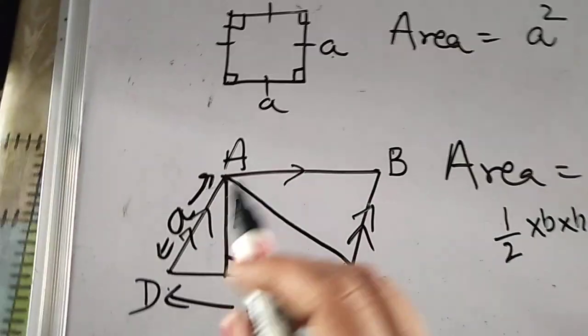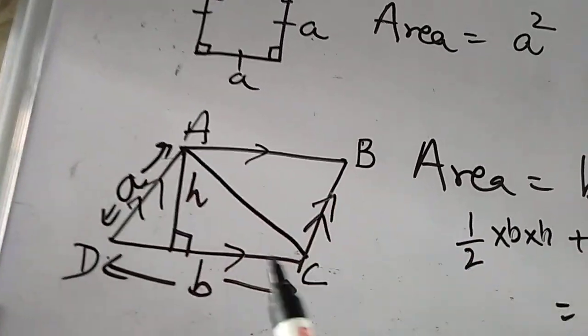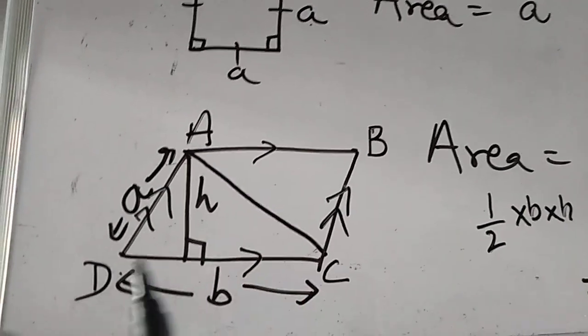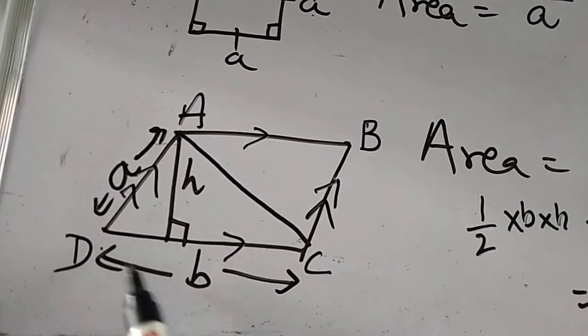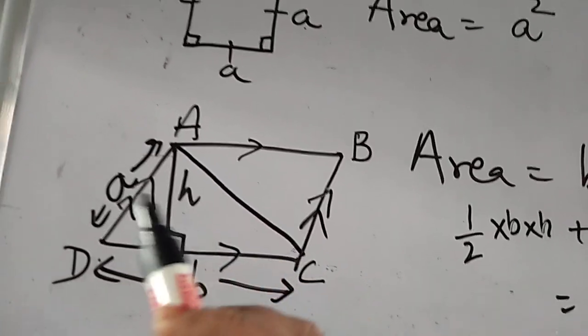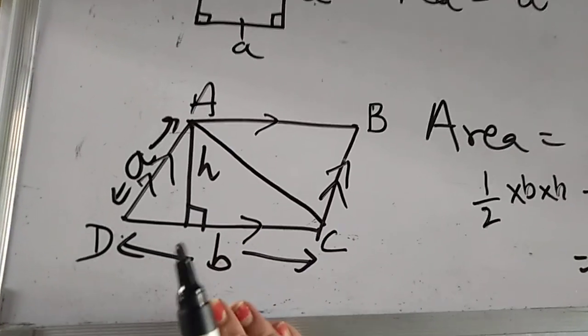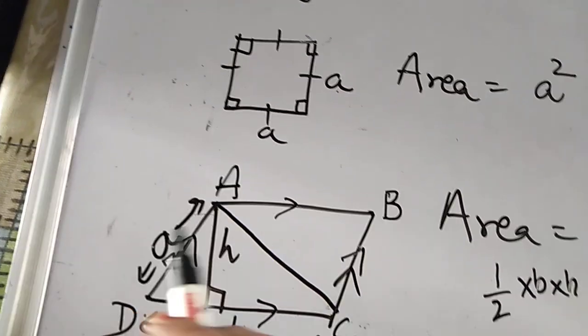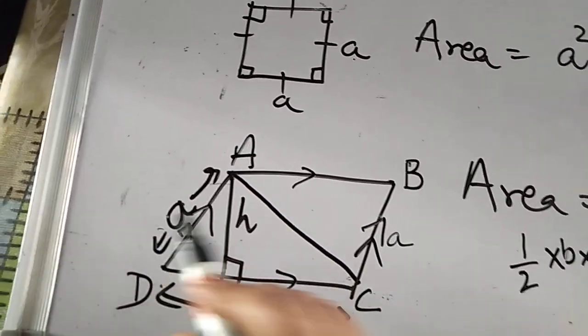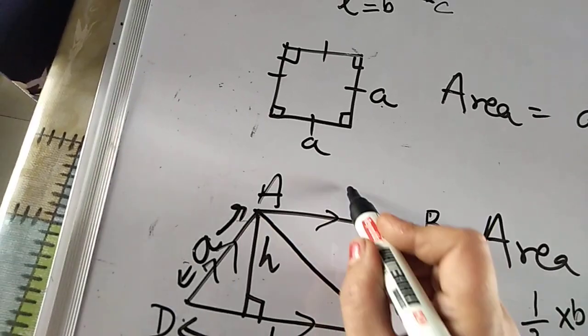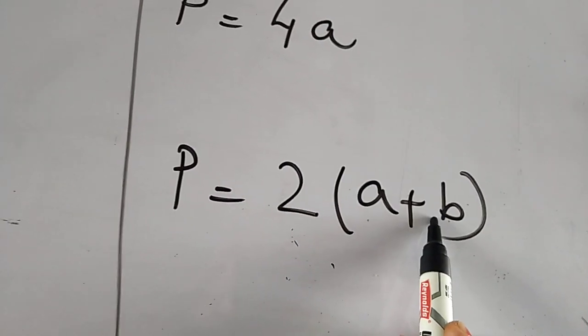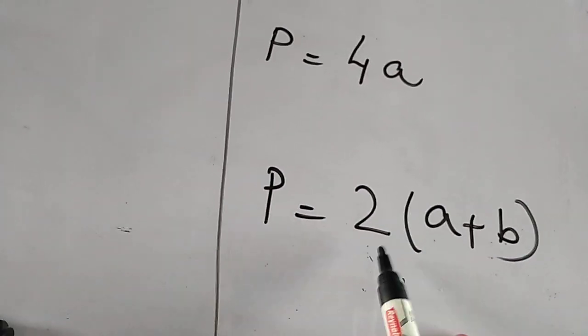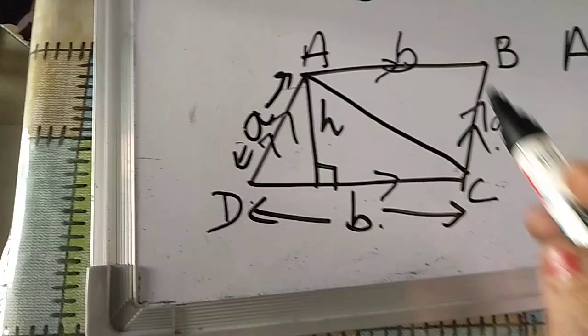Now, when we come to the perimeter of the parallelogram, see children, you can call this the length and this the breadth, but perimeter means the sum of all sides. And we know that the opposite sides are equal, so this is also A, this is B, so this is also B. So we can write the perimeter of a parallelogram as 2 times (A plus B), 2 times the sum of the two sides.